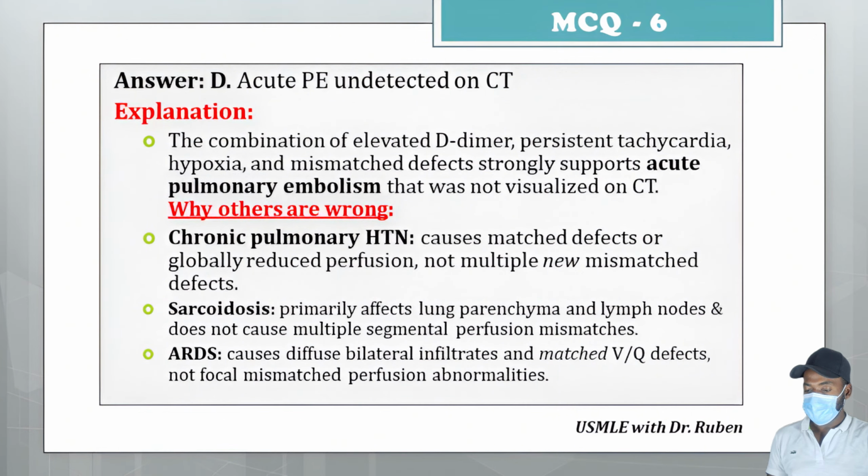mismatches. In addition, acute respiratory distress syndrome is characterized by widespread infiltrates and matched ventilation perfusion scan abnormalities, not sharply defined mismatched perfusion defects. Thus, chronic pulmonary hypertension, sarcoidosis, and ARDS cannot be the correct diagnoses.